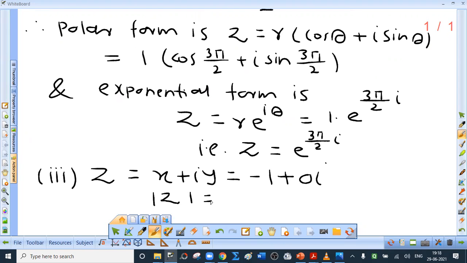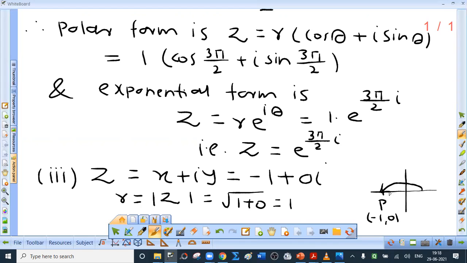Now, modulus of z, r equal to modulus of z, I will directly write 1 plus 0, that is 1. Just a minute. Use common sense again. The point representing the complex number is minus 1, 0, which means it lies on the negative x-axis. So can you tell me what is theta? 180 degrees, that is pi radian. And what is r? Modulus of the complex number, 1, right?